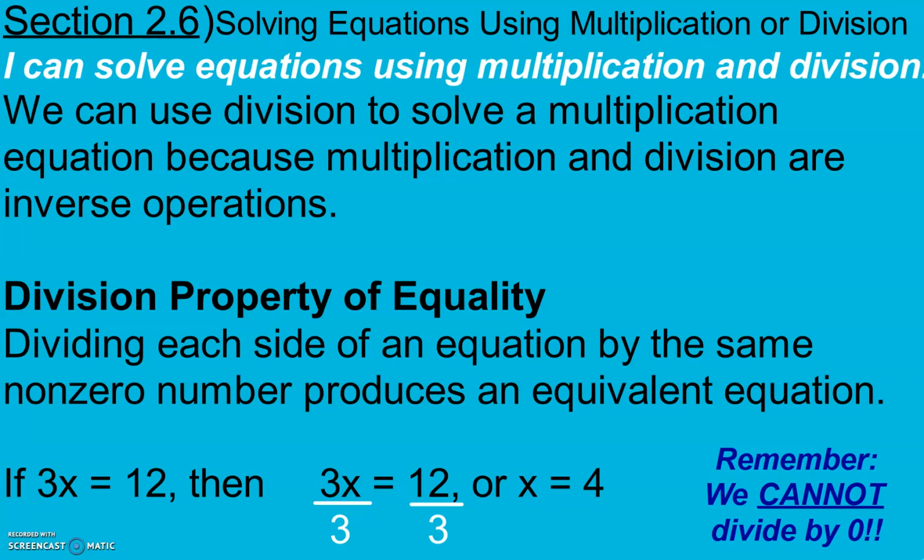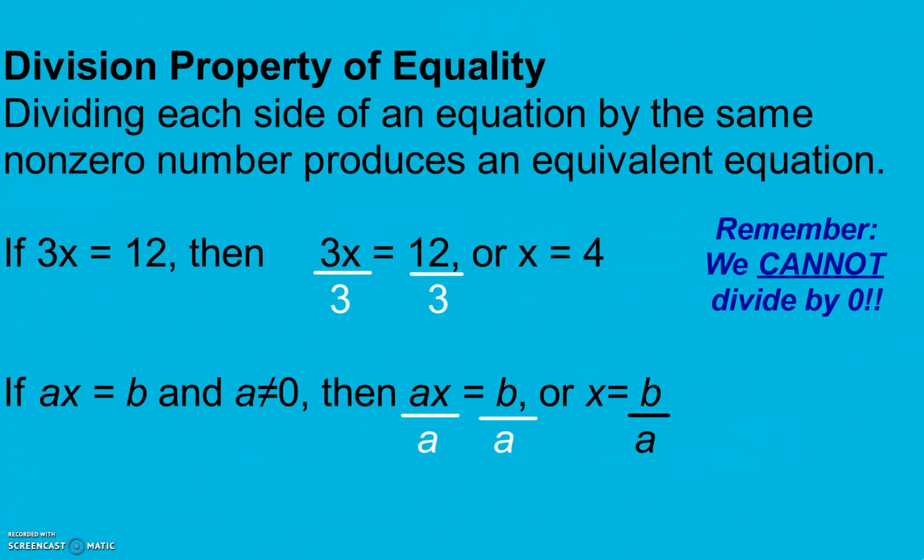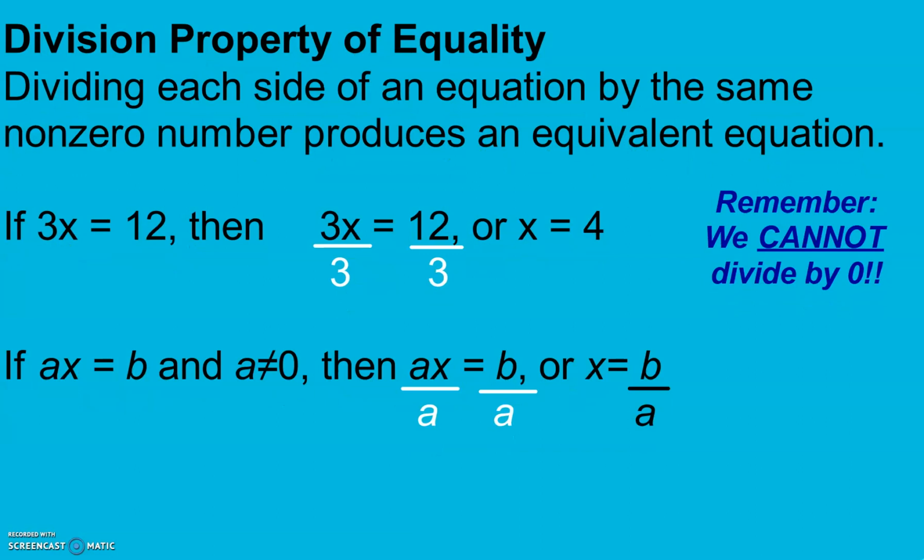So the division property of equality says dividing each side of an equation by the same non-zero number produces an equivalent equation. And there's some examples here. If I have multiplication by 3 and I undo it by division, as long as I do it on both sides, that works because 3 divided by 3 gives me just 1 times x. And I know that 1 times x is just x. So all I have left on the left side then is an x. And that works whether we're using numbers or variables. Something to remember here, though, we cannot divide by 0, so be careful there.